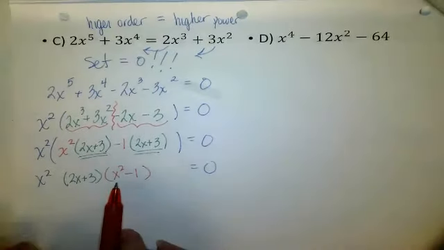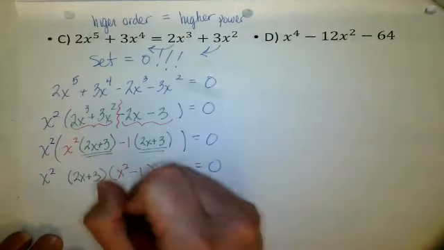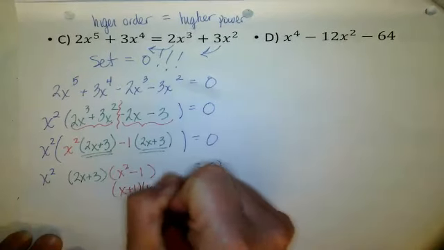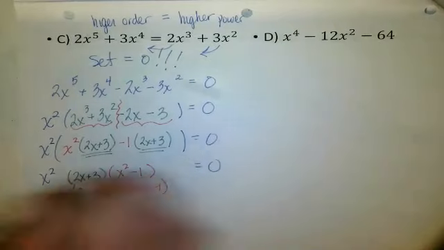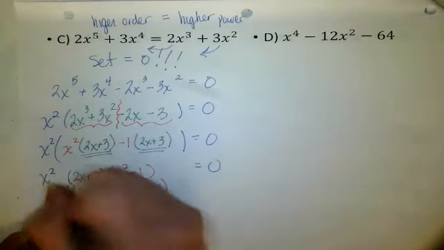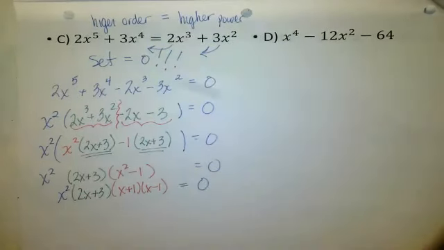Yeah, x squared minus 1 does double bubble. X plus 1, x minus 1. Very good. All right.